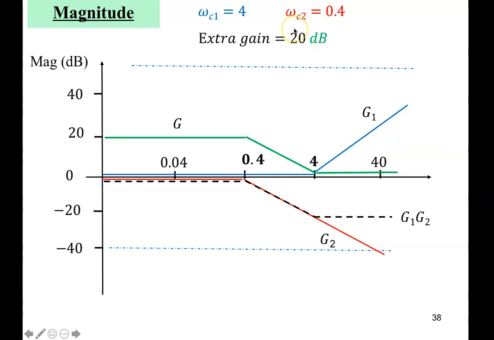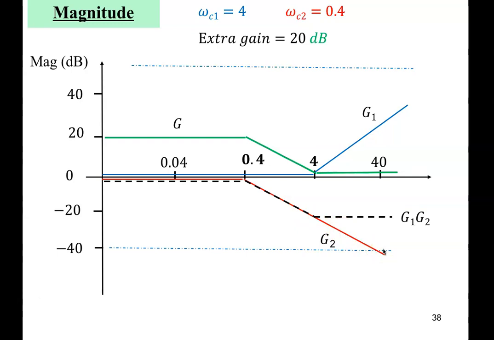G2 has 0.4 as the corner frequency. So the red line starts from 0 dB all the way up to the corner frequency of 0.4. And then because the s term is in the denominator, it will go down. By the time you get to the next division, it should be minus 20 dB. Okay, so this should be minus 20 dB here, and then that pattern continues. So blue line G1, red line for G2.